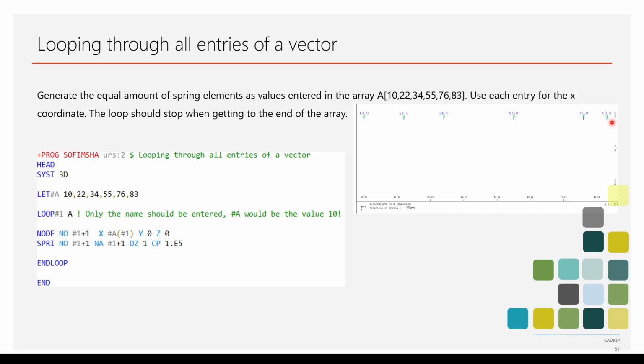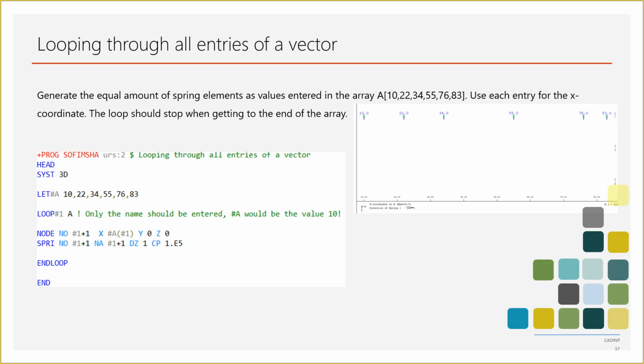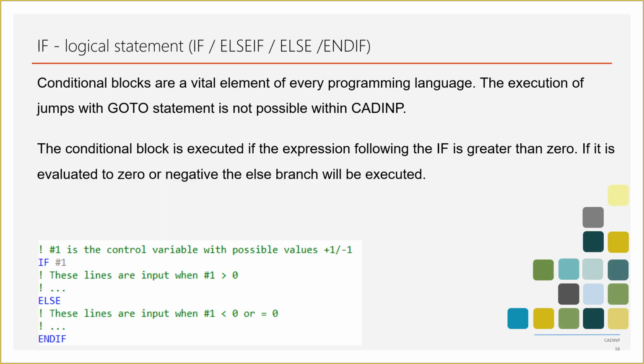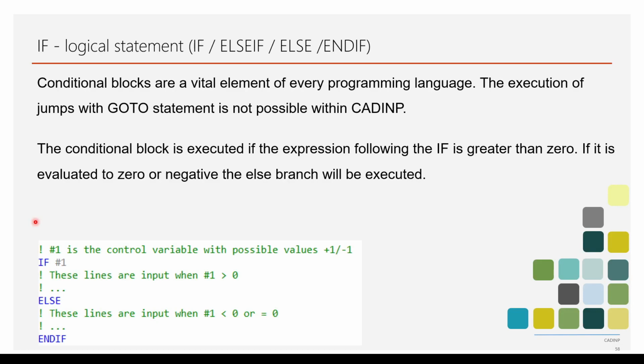So far so good, but can we execute the loops based upon a condition? In other words, can we insert any condition in between the loops? Yes, it is possible via the if statement. To implement conditional logic in CADINP, you can use the if statement. This statement allows you to create conditional blocks based on certain expressions. Unlike other programming languages, you cannot use the goto statement for jumps in CADINP.